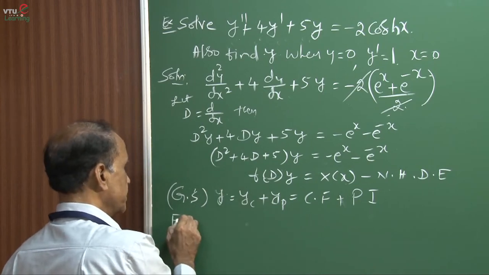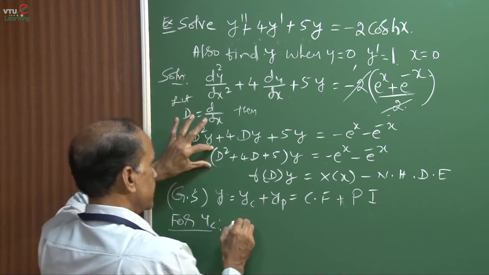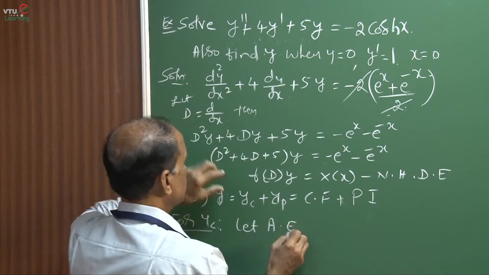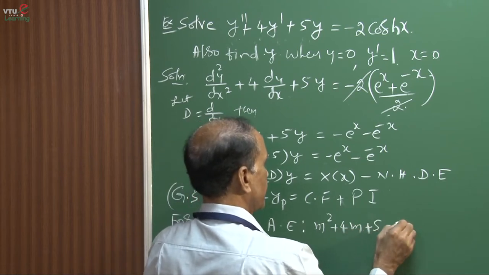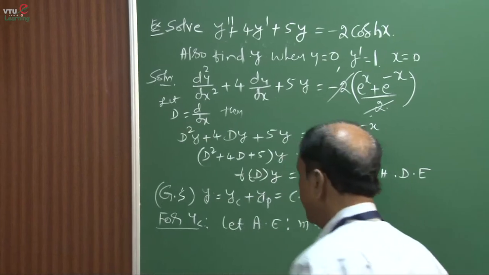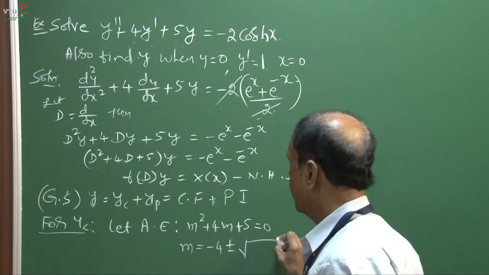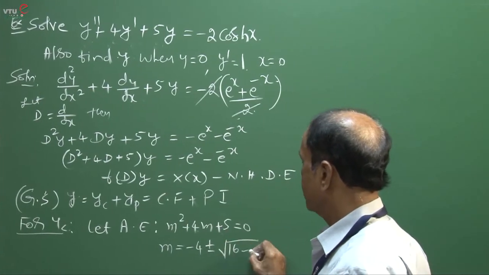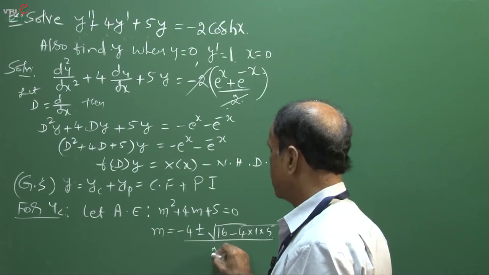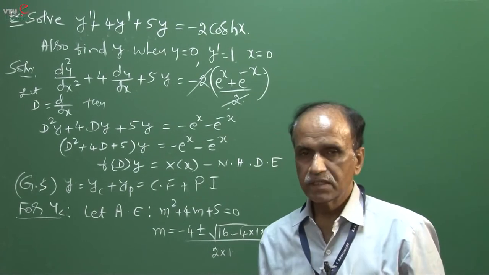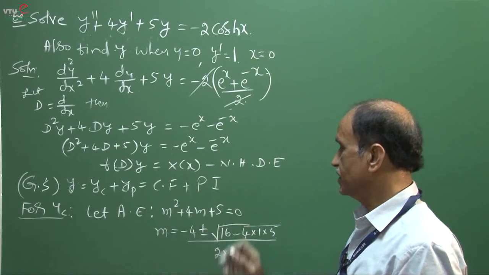Complementary function, yc. You have to work out this complementary function from the left side. What is the auxiliary equation for this? The auxiliary equation is m square plus 4m plus 5 equal to 0. You find the roots for this. m is equal to minus 4 plus or minus root of b square, 16, minus 4ac, 4 into 1 into 5, divided by 2a, that is 2 into 1. That is ax square plus bx plus c. That means a is 1, b is 4, and c is 5.